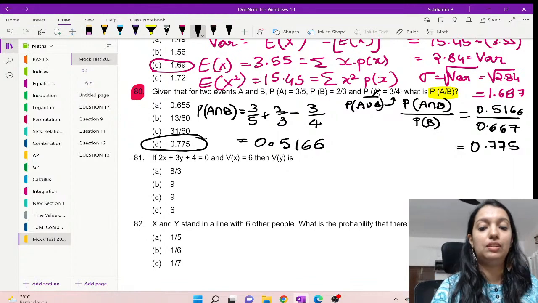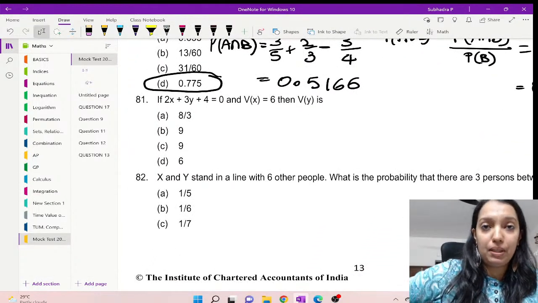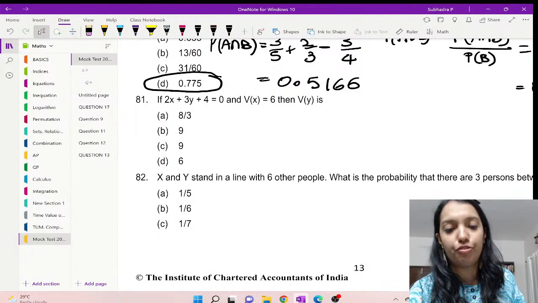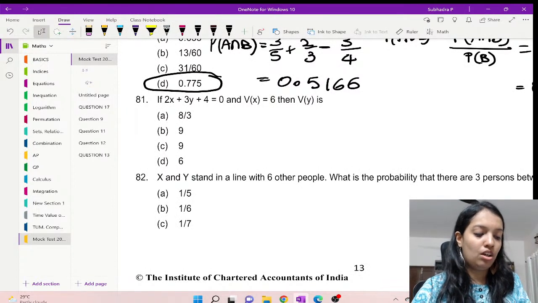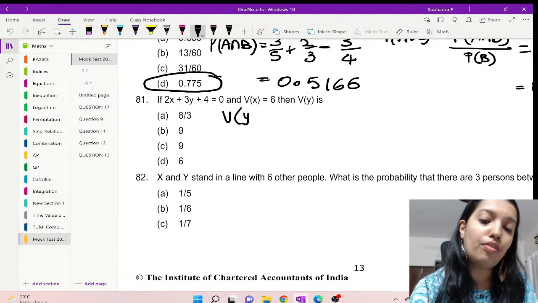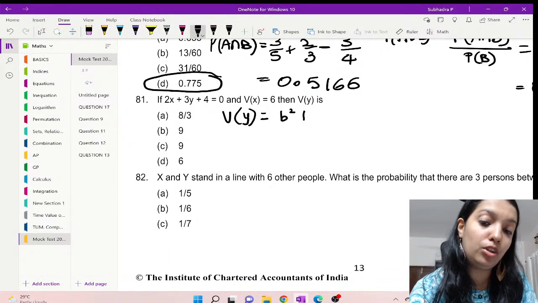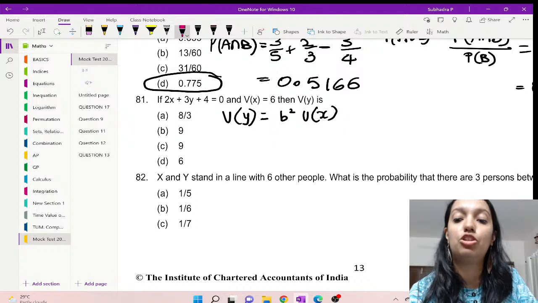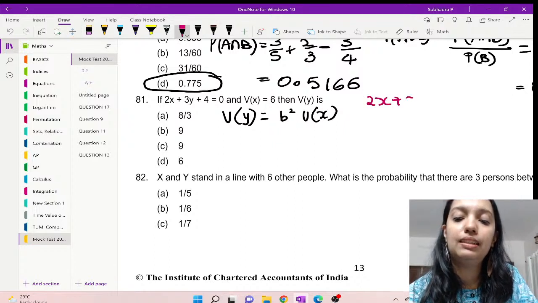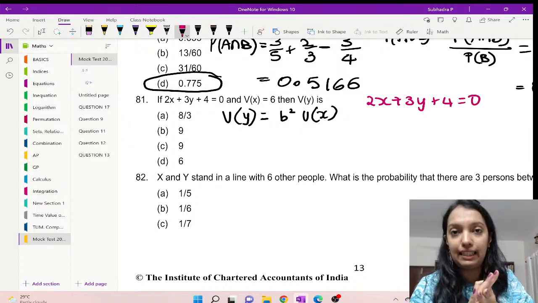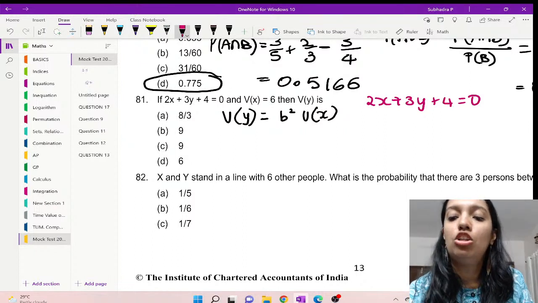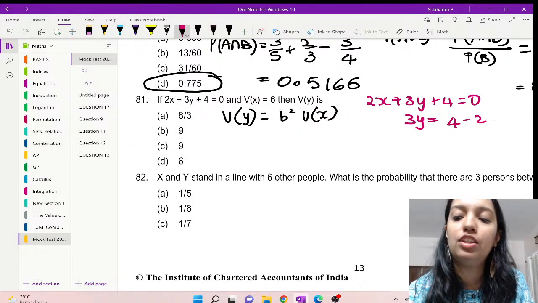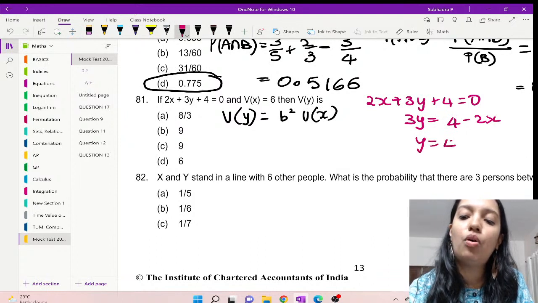Next, 81st question. V of x means variance of x, V of y means variance of y. They have given us an equation. So I know that variance of y is equal to b square into variance of x. How do you find the b value? That is from this equation. Remember that 2x plus 3y plus 4 is equal to 0. So shift everything to the right-hand side and keep only y on the left-hand side. So 3y is 4 minus 2x. Y is 4 by 3 minus 2 by 3 x.